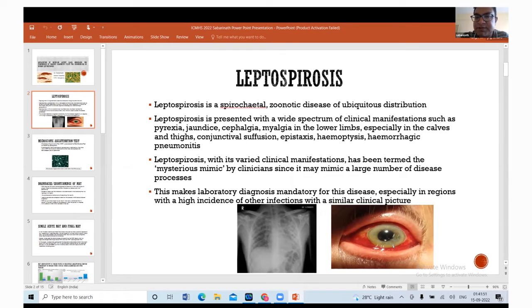So leptospirosis, with these widely varied clinical manifestations, is termed the mysterious mimic by clinicians because it mimics a large number of disease processes. This makes laboratory diagnosis mandatory for this disease, especially in areas where there is high incidence of other diseases with similar clinical picture. For example, rickettsial diseases and dengue also show some of the same clinical picture. So because of that, laboratory diagnosis is mandatory for leptospirosis.